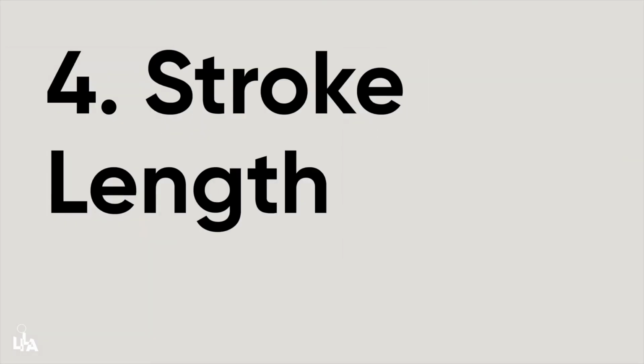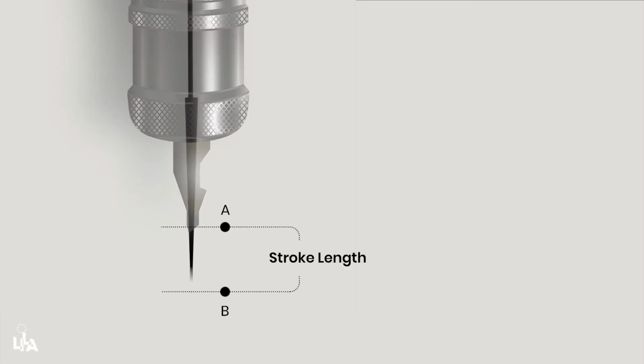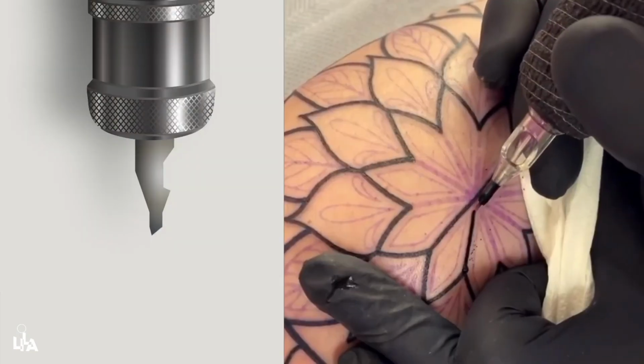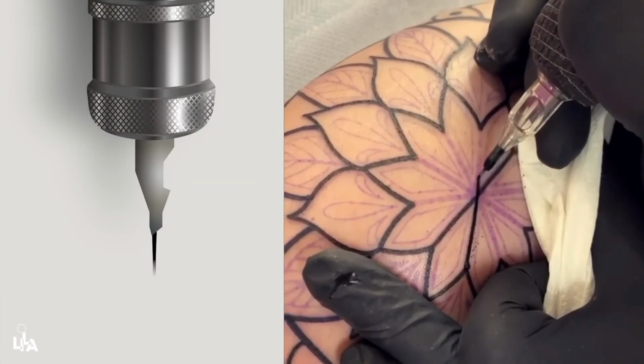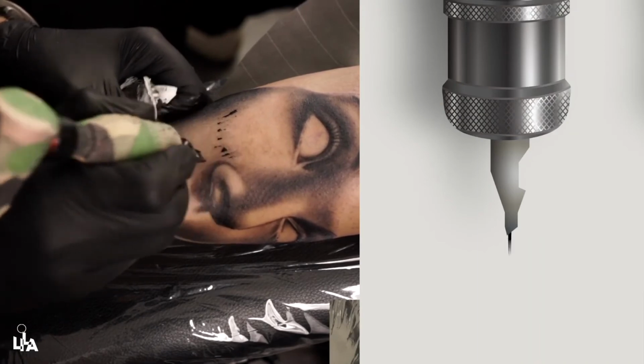Now let's look at the next property, stroke length. Now, the stroke length is about how much the needle protrudes off the tip from its rest position. It is the length of the full oscillation of the needle, as you see here, from point A to point B. Now, various stroke lengths are used as per the desired outcome. So some will use different stroke length for lining and some will use different for shading. So we'll get into those details later in this class.